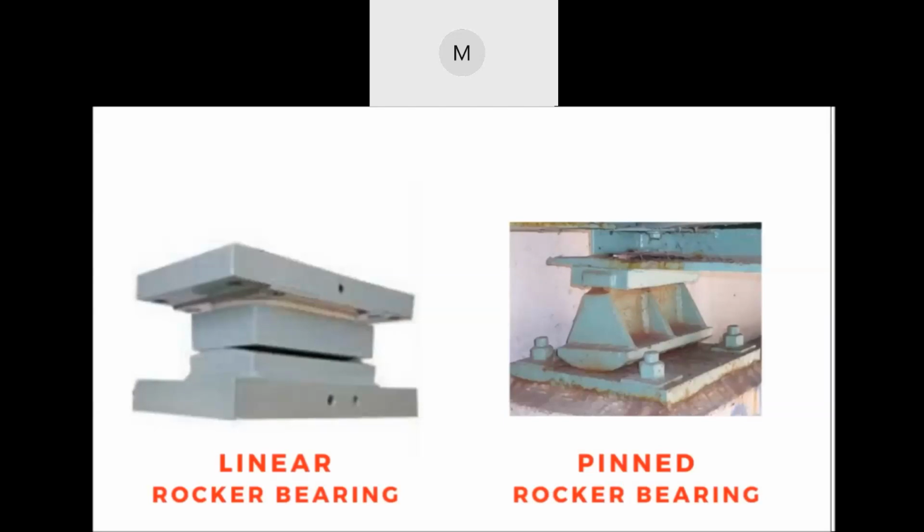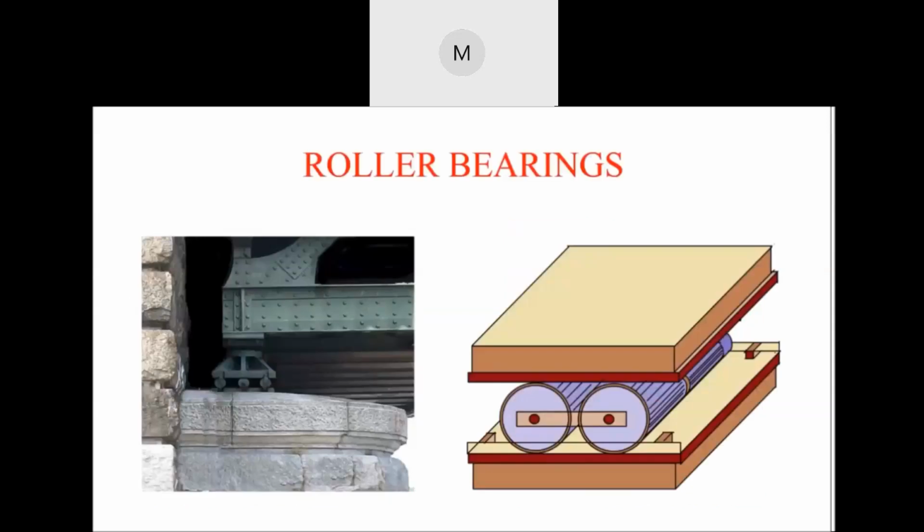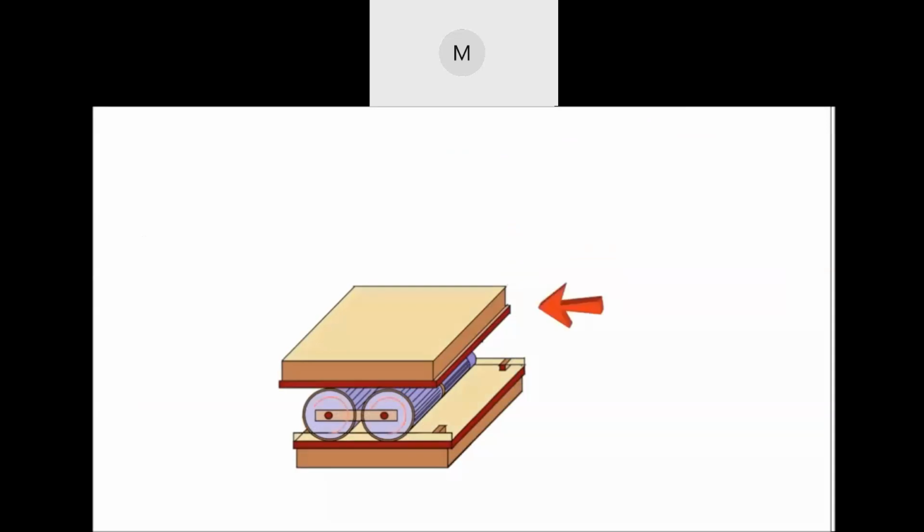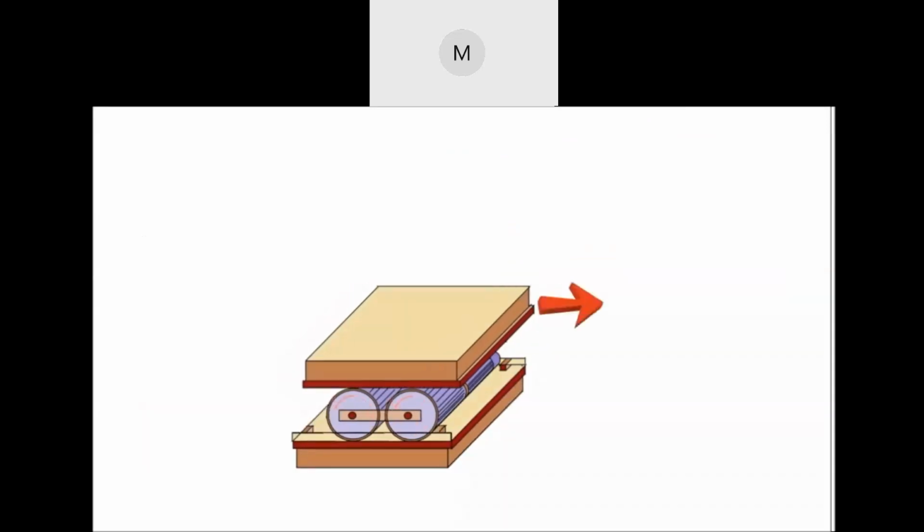Rocker bearings can be either fabricated without a pin, which is a linear rocker bearing, or with a pin, which is called a pin rocker bearing. Roller bearings generally consist of cylindrical heavy metal rollers, which bear the load and roll on the masonry plate. Only longitudinal movement is permitted on roller bearings, by rolling.